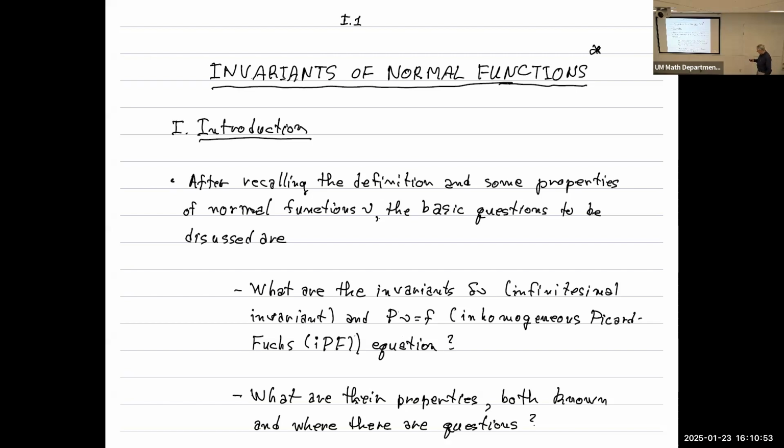So the plan of the talk is first to recall some basic definitions. What is a normal function? What are the Hodge-theoretic inputs into it? And then to define the two invariants, the infinitesimal invariant of a normal function, and its inhomogeneous Picard-Fuchs equation. And say a few words about the properties of these two invariants, and more importantly, what are some of the questions around them.